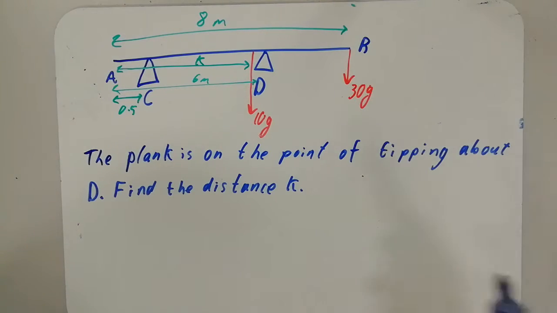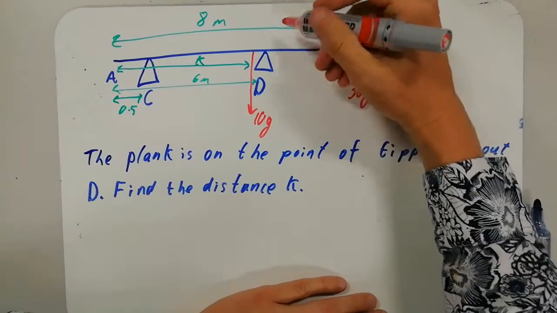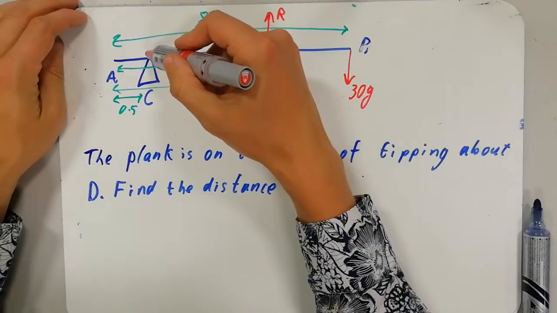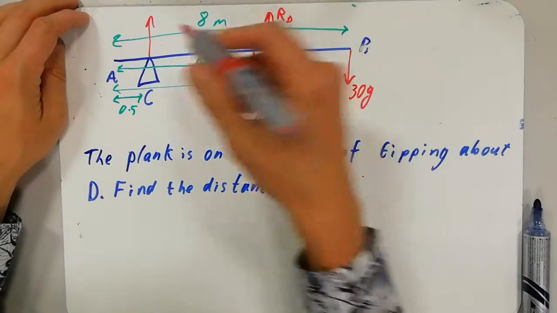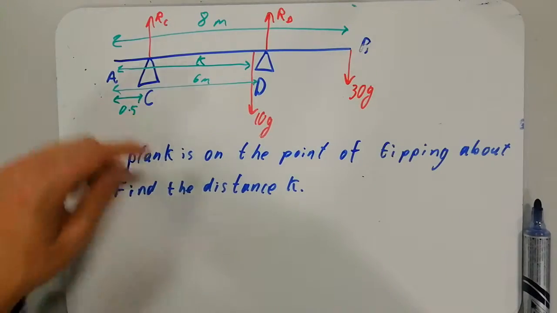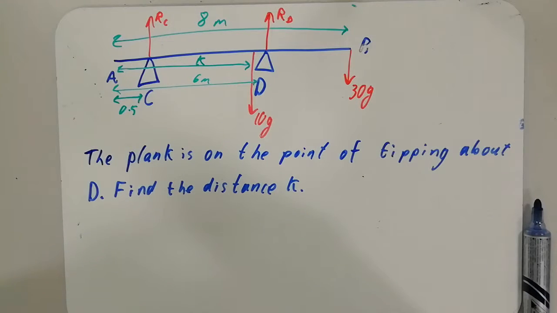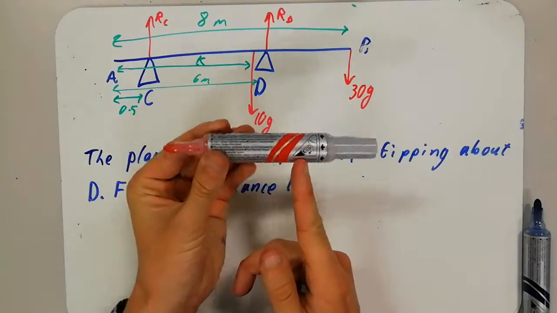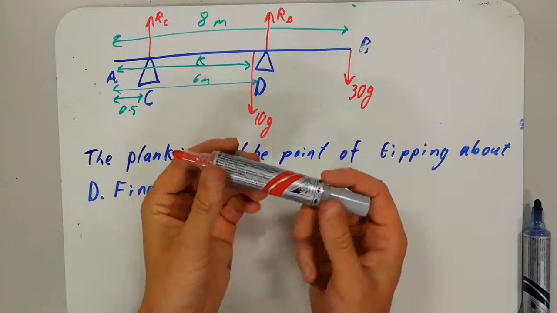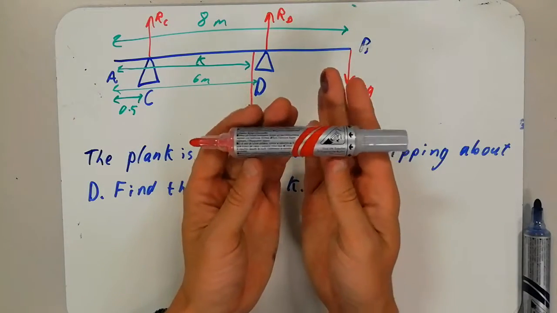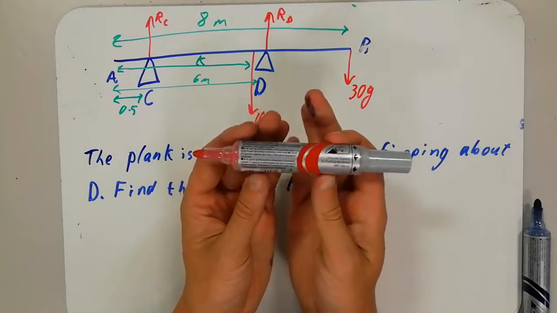Okay, so how can we do this? Well, we'll still add our forces to our diagram. So we've got a reaction force at D, and we might think that we would add a different reaction force at C. But if we think very carefully for a moment, we can realise that we know the reaction force at C. How do we know that? Well, if we think this is on the point of tipping about point D, it's just about to tip. So if I hold this pen, it's just about to tip around that thumb there.